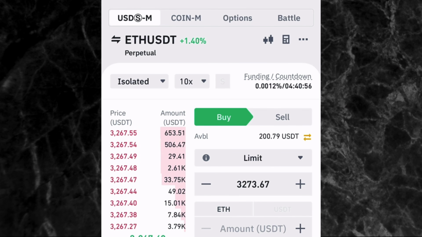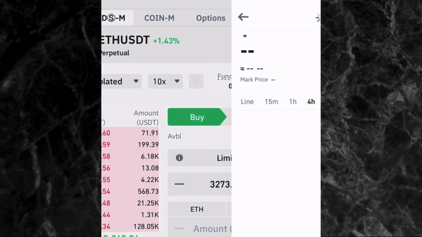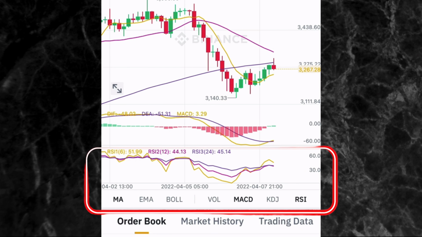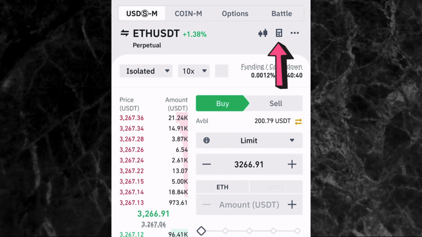Now, the next thing I need to show you guys is where you can see the chart and do your analysis. If you see these two small candlesticks, you tap on them. This is where you can see the candlesticks, and these are the indicators underneath, the different indicators that you can use. And also, if you go back, the next thing is the calculator icon.